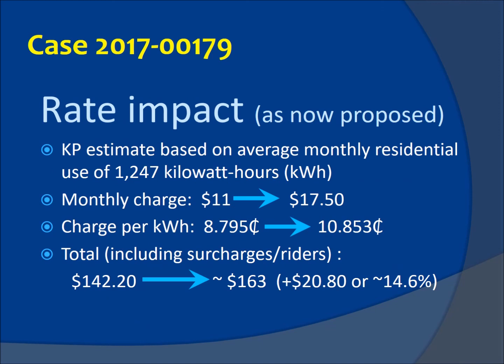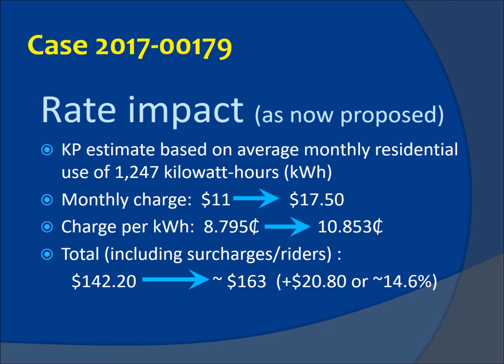Based on numbers provided by Kentucky Power, here is how the rate changes, if approved in full, would affect the average residential customer. The estimate is based on an average usage over the course of a full year of 1,247 kilowatt hours per month. A kilowatt hour is the amount of electricity needed to keep a 100-watt light bulb lit for 10 hours. The monthly charge would increase from $11 to $17.50. The charge per kilowatt hour would increase from about 8.8 cents to more than 10.8 cents.